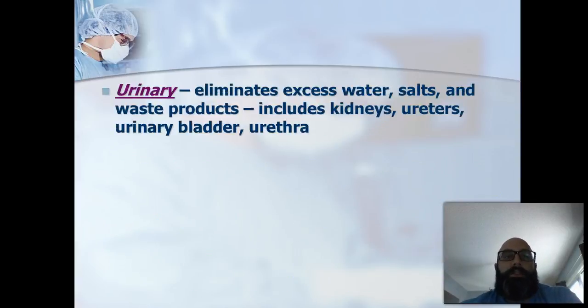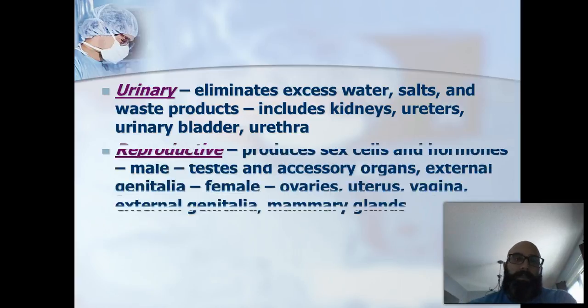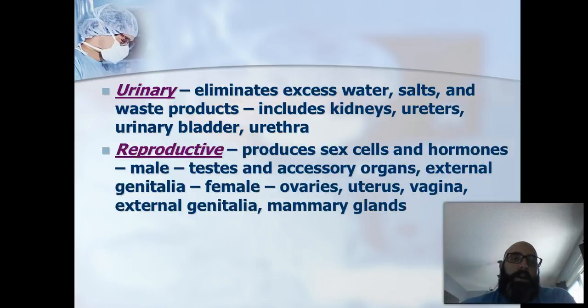You have your urinary system. Seems simple enough, but it's actually one of the more complex systems in the body. It eliminates excess water, salts, waste products. It reabsorbs things that you need so your body doesn't have to continually produce them or get them from the external environment. These are your kidneys, your ureters, your urinary bladder, and your urethra. Almost all the urinary system structures are incorporated within the pelvic cavity. And you have the reproductive system, produces sex cells and hormones, regulates a lot of your regular body functions throughout your entire life.